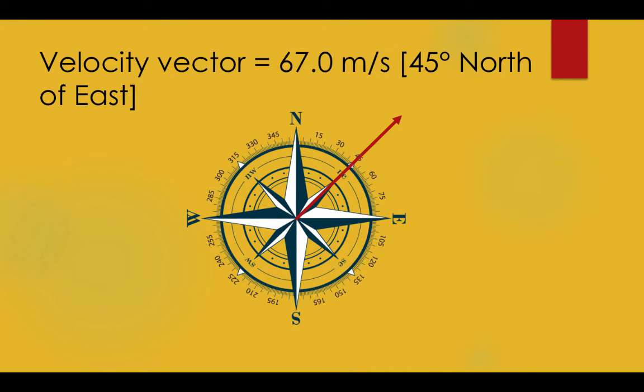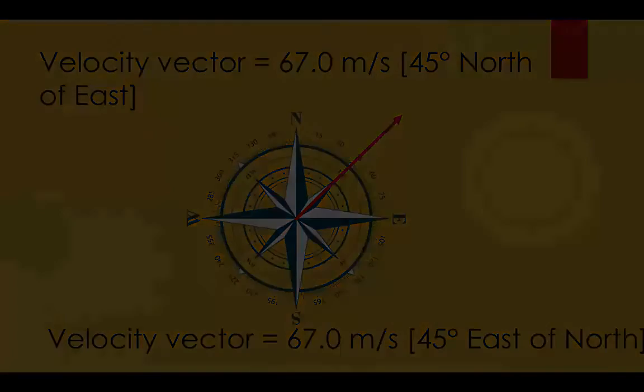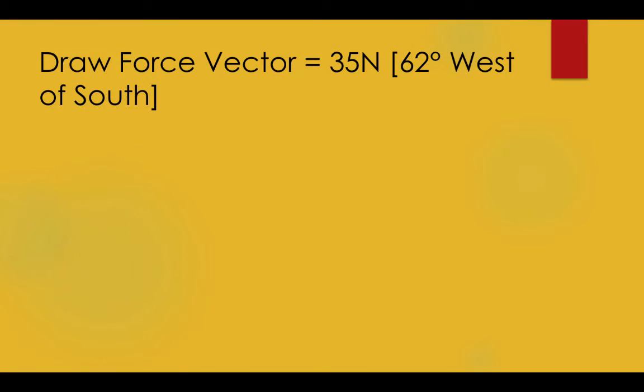We can also read the compass starting from the north arm. In this case, we would be moving 45 degrees east of north. So it's permissible to say that the velocity vector is 67.0 meters per second, 45 degrees east of north as well. In this example, we're going to draw a vector.